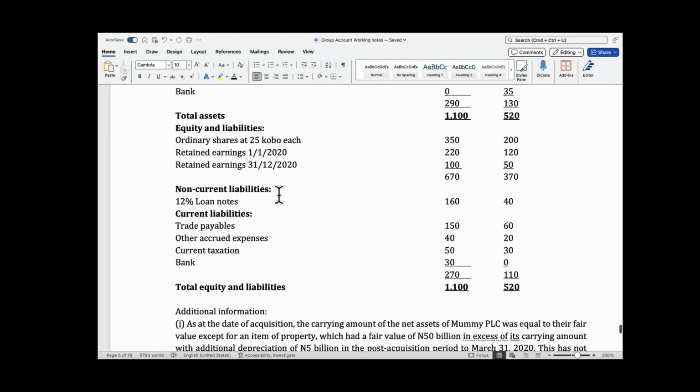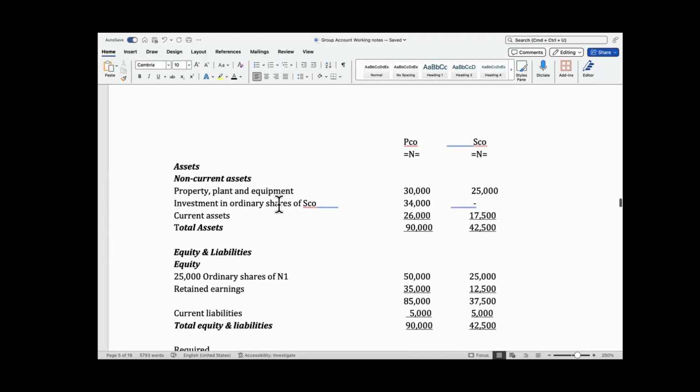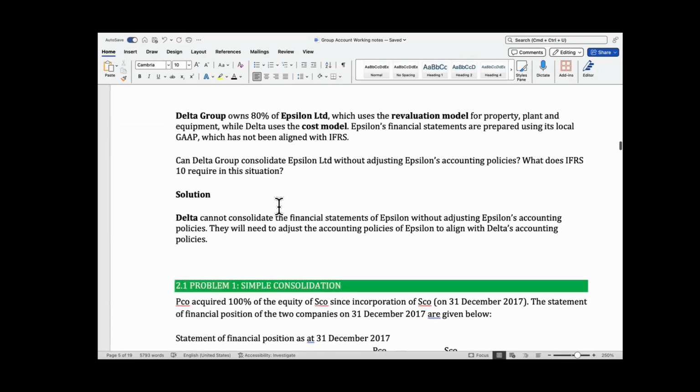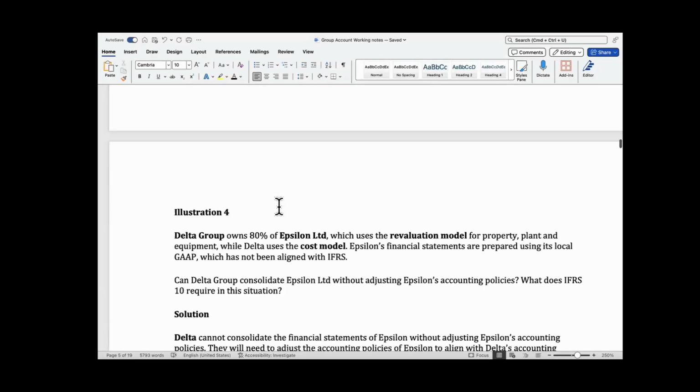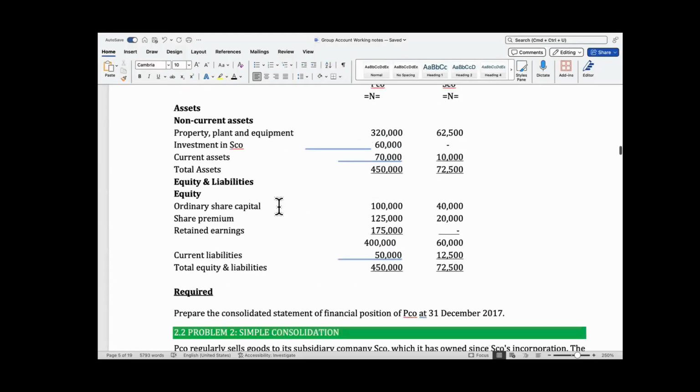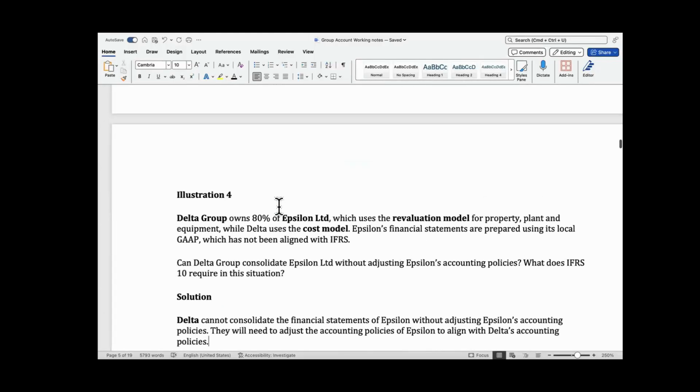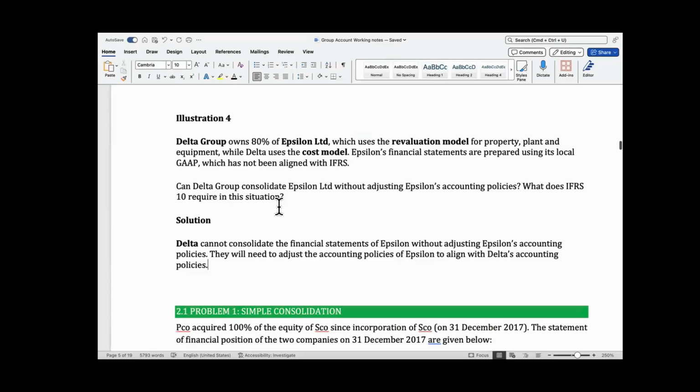I have big plans to solve as many questions as possible, and also practice past questions on all of these consolidations. The consolidation thing itself is very straightforward, so we'll be very fast tomorrow. By the time we meet in the next class, we'll have finished. We'll move to some adjustments, intra-group transactions, and all of that, and as soon as we are done with that, that's it for group accounts. There's really nothing special around it.